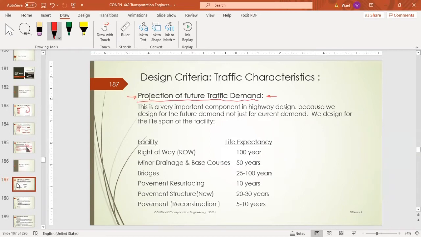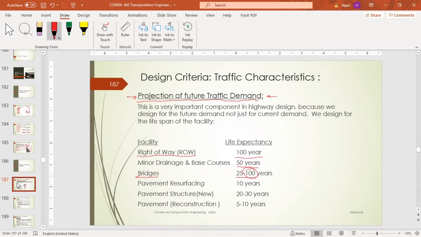Okay, so this varies by facility. This component, this element in designing highway, it varies by facility. For example, if we are talking about right of way, we plan for life expectancy of 100 years. Minor drainage and base course, that's the structural layers of the highway, we look for 50 years. Bridges, the planning horizon is between 25 to 100 years, and actually we tend to use the 100 years.